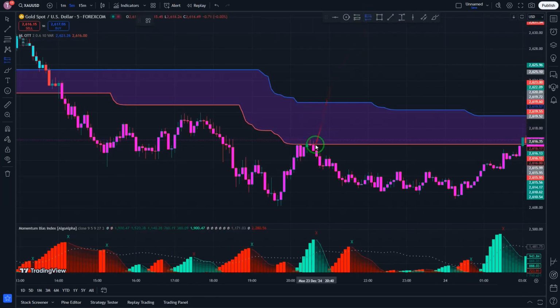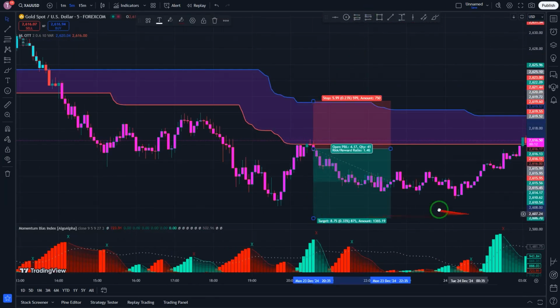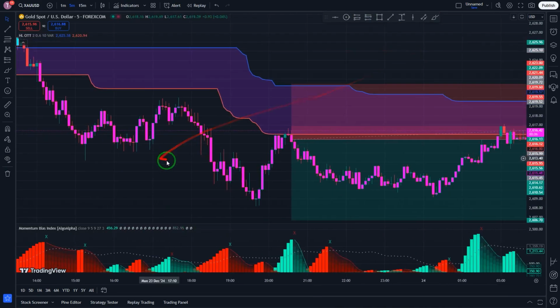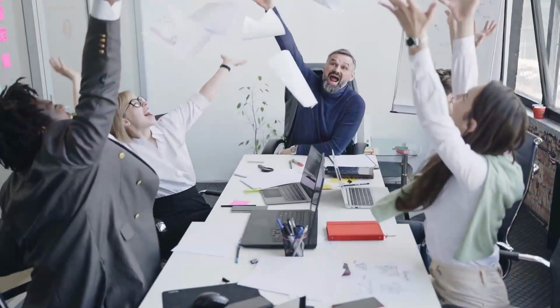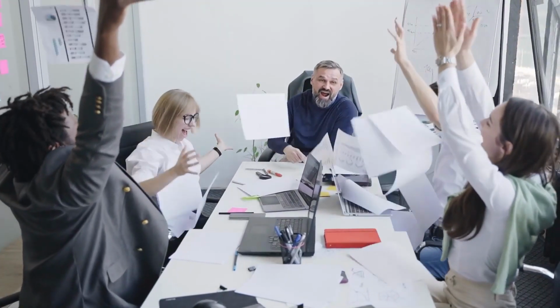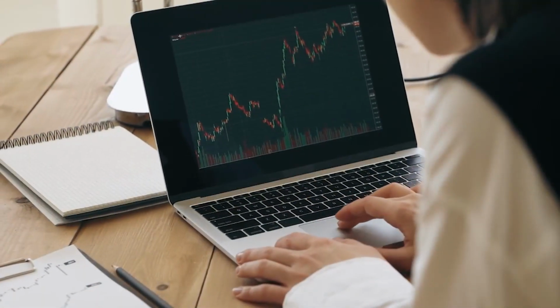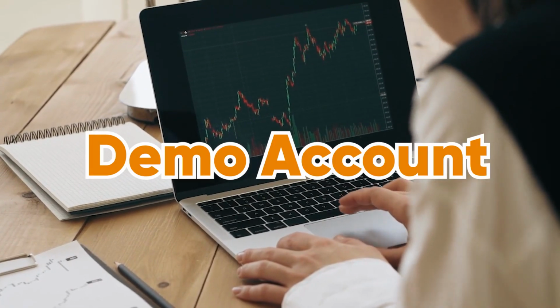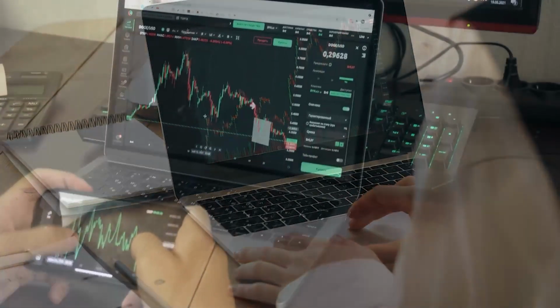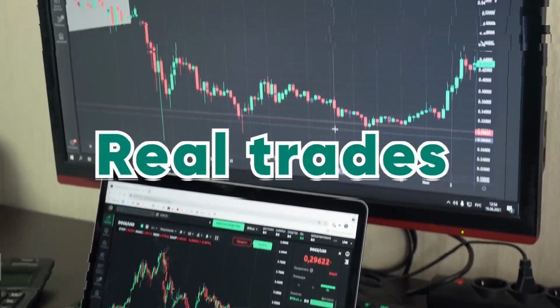The backtest results clearly demonstrate that this strategy performs exceptionally well and can help you succeed in the world of trading. Of course, I always recommend testing this strategy on a demo account first, and once you're confident in its performance, move on to real trades.